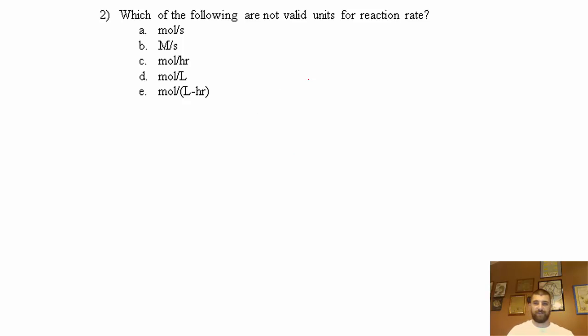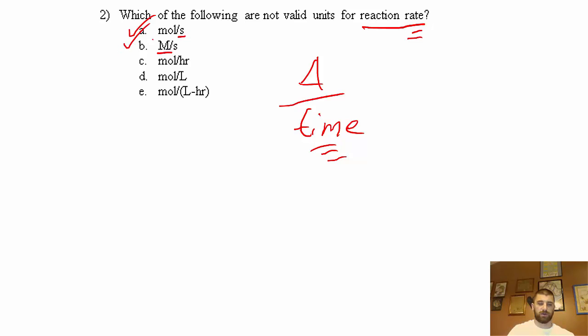All right, number 2. Which of the following are not valid units for reaction rate? So rate, we have to take a look at change over time, so there needs to be a time factor here. So A, we got moles per second. That would work. B, we got molar per second. That would also work. Mole per hour. That would work. Moles per liter. That would not work because there's no change over time. There's no time in that one. So that one wouldn't work.